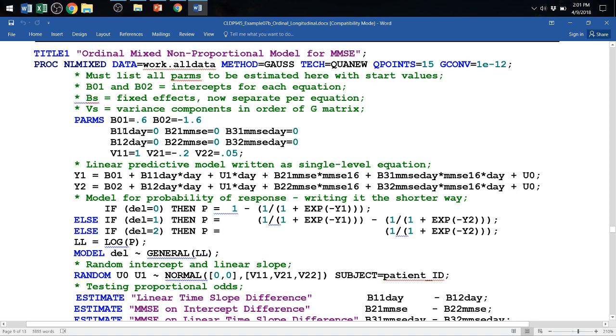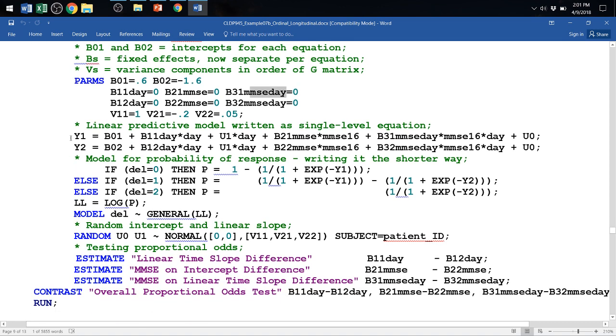And then after that, my notation here is my first fixed effect, which is for day in submodel 1 versus 2. Then my second fixed effect, which is for the main effect of MMSE in submodel 1 versus 2. My third fixed effect for submodel 1 versus submodel 2, which is MMSE by day. So that's how I labeled these. You can label them however makes sense to you, because it's going to spit your labels back as part of the output. I then wrote out my linear predictor.